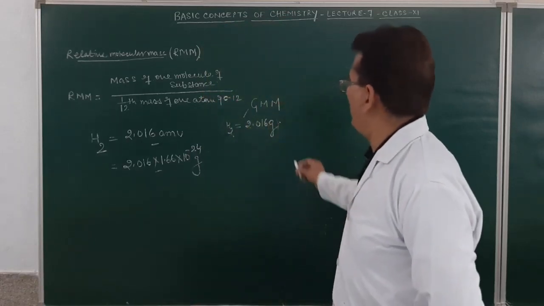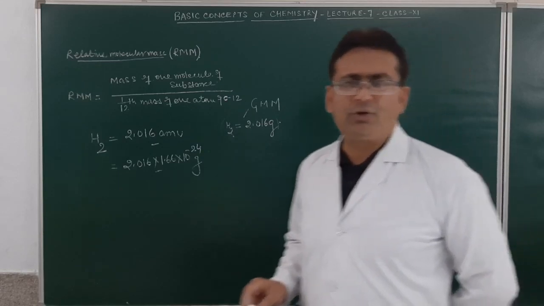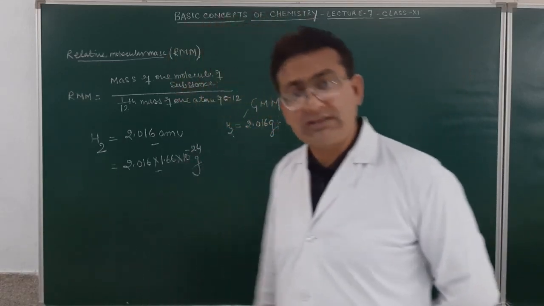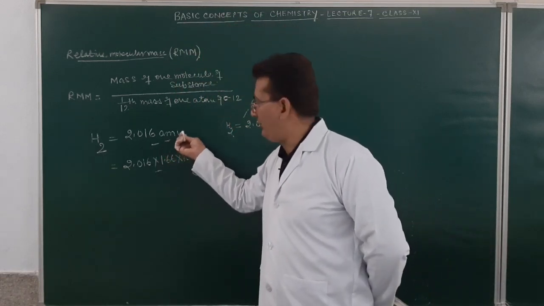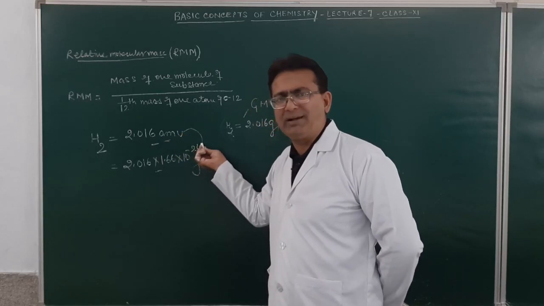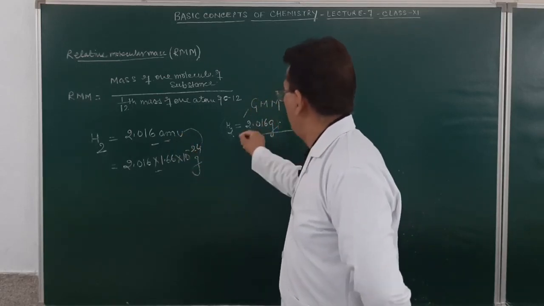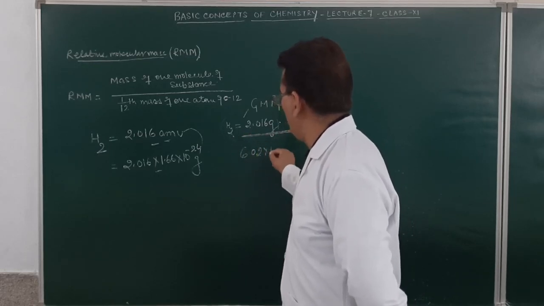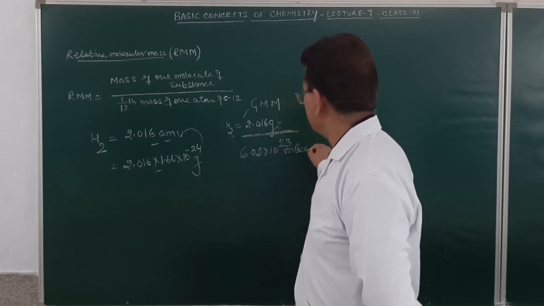When I say the gram molecular mass of hydrogen is 2.016 gram, it is the mass of how many molecules of hydrogen? 6.02 into 10 raised to power 23. It was the mass of one molecule. The mass of one molecule expressed in gram is multiplied by 1.66 into 10 raised to power minus 24. But this mass over here, it is the mass of how many molecules? 6.02 into 10 raised to power 23 molecules of a substance.